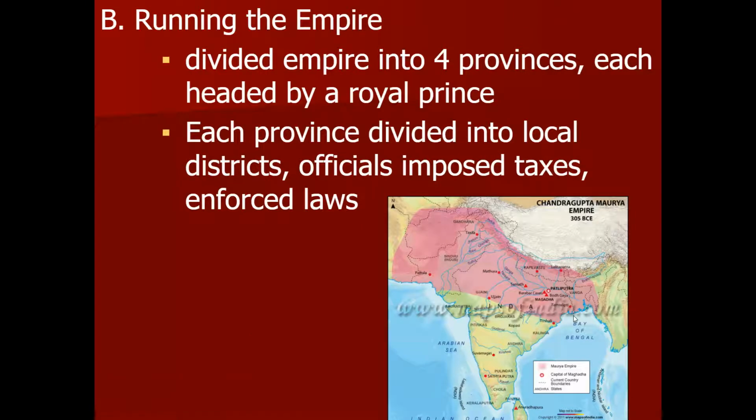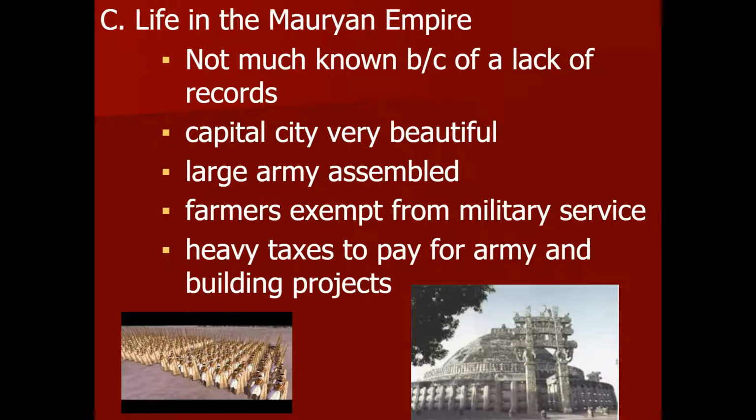So how does he run the empire? Well, he divides it into 4 provinces. Each is headed by a royal prince, and each province is divided into local districts. You have officials imposing taxes and enforcing laws. Right? When you have huge territories, how do you deal with it? Well, you divide it up into pieces, and you spread the important decisions around to a number of different people to be in charge of those local areas.